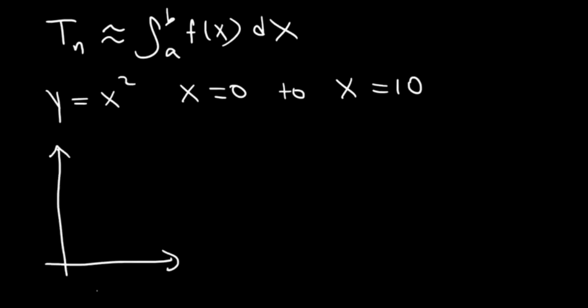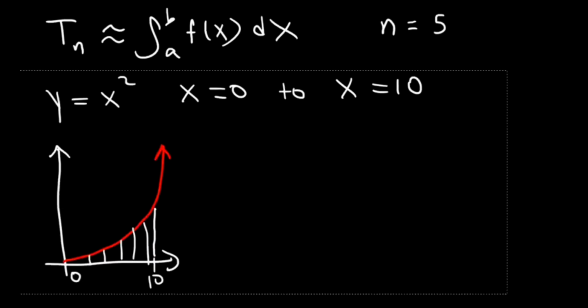So let's graph this function. This is the right side of y equals x squared. And so we want to calculate and estimate the area of the shaded region. Now let's use 5 subintervals and 5 rectangles to do so. And then we can confirm how close our estimation is using the exact value of the definite integral.